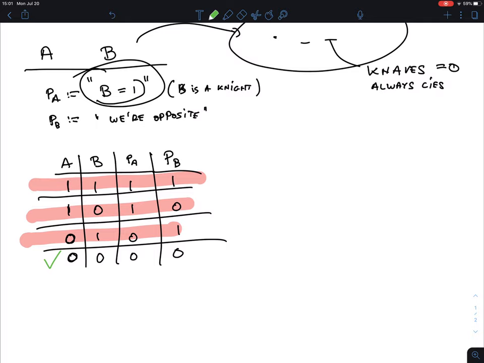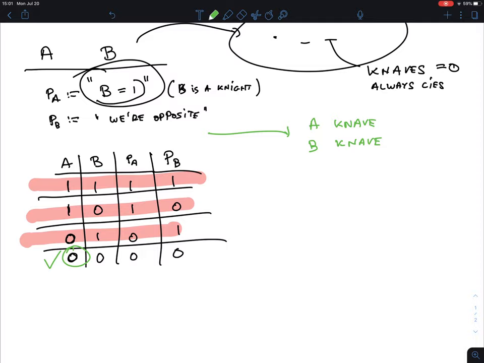Okay. So what is the conclusion now? From this we conclude that A is a knave, right? And B is a knave. That's the only consistent solution. Cool. Okay. I'm not saying that it's the only way you can do it, and the book doesn't do it that way. But this is a very systematic way.